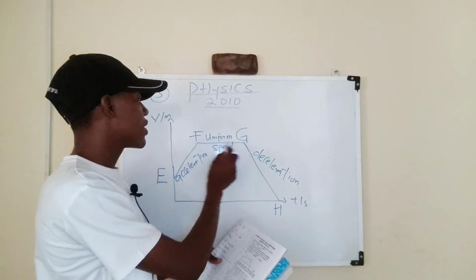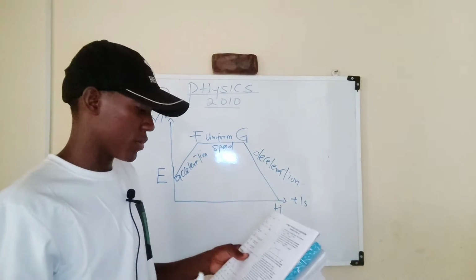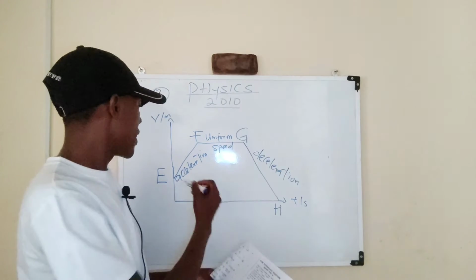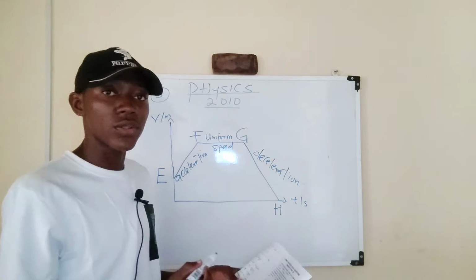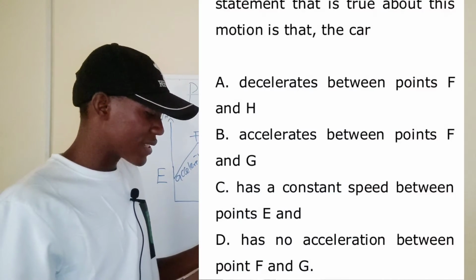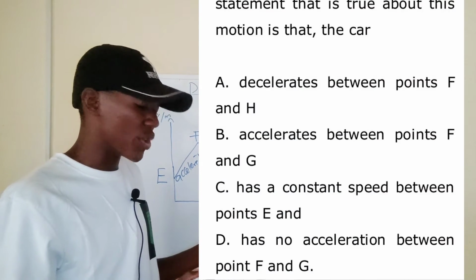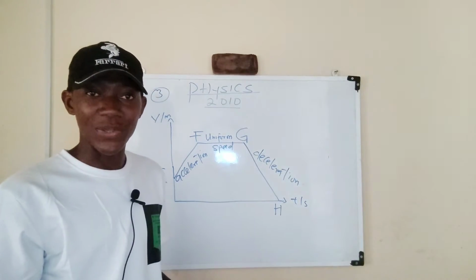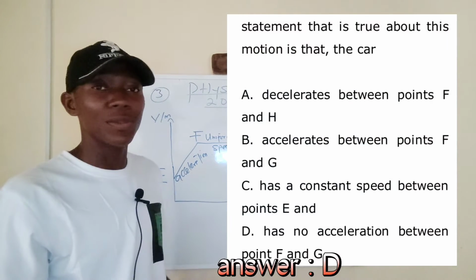The point F and G was not acceleration, it was uniform speed. And then C says has a constant speed between point E and F. This is point E and F, there was acceleration, not a constant speed. And then D says has no acceleration between point F and G. So if we look at point F and G, there was no acceleration. All we had there was a uniform speed.